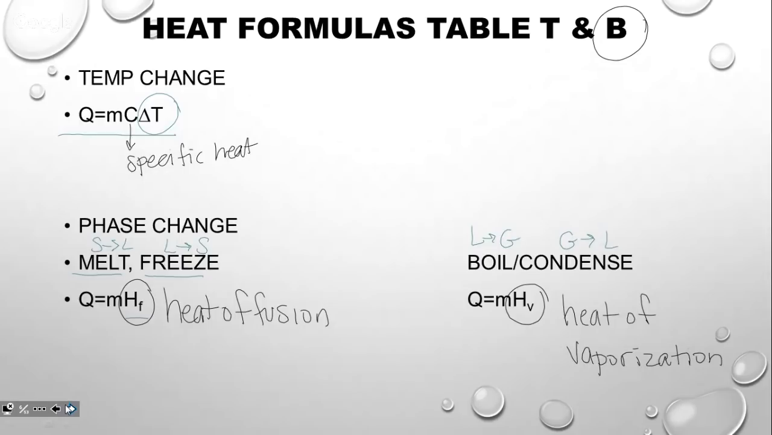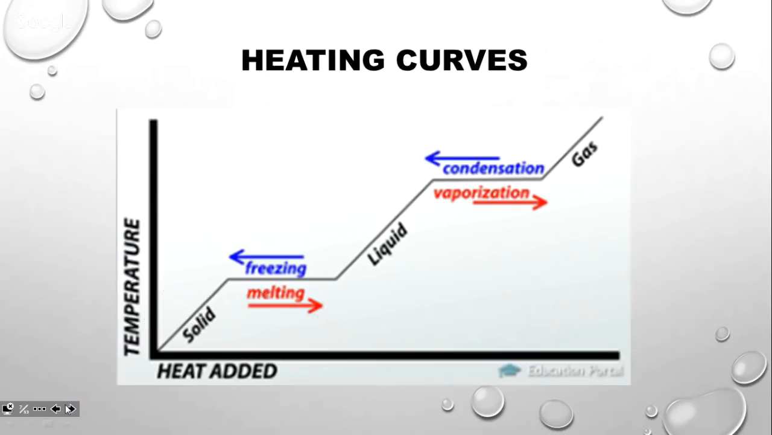The delta T formula, the C is called the specific heat. That would be for a temperature change. Remember, when the temperature changes, we use the delta T formula. Delta T means the final temperature minus the initial, just the difference between them. And for phase changes, remember that the temperature will not change at the same time.